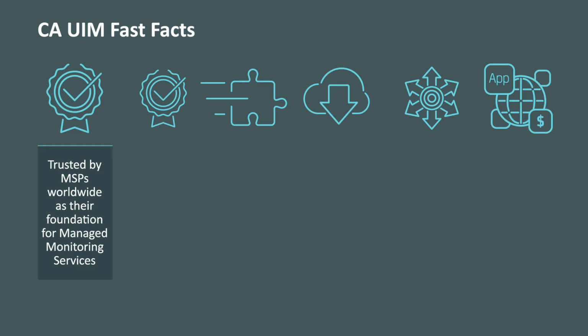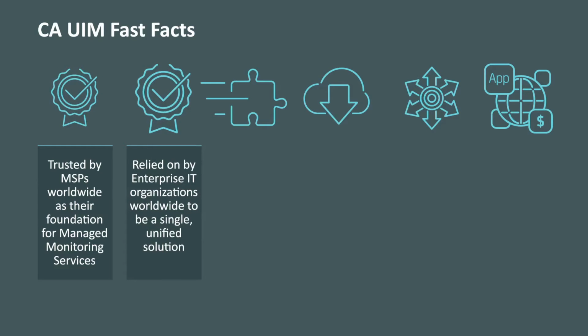Over 450 of the world's largest MSPs have optimized their operations, developed a broad catalog of revenue-generating services, and are collectively managing upwards of 20,000 small, medium, and large businesses with CA UIM.